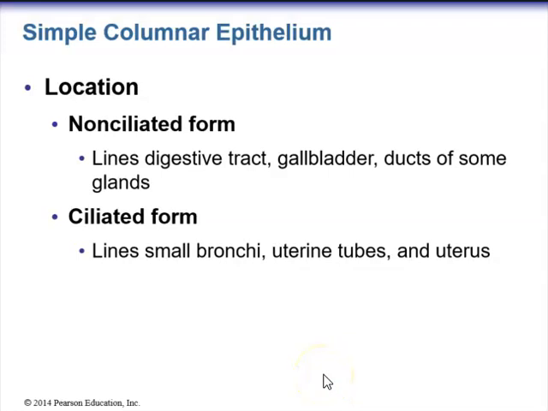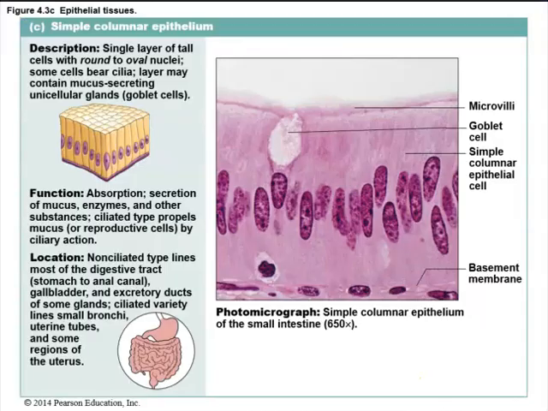We can find simple columnar epithelium in various places. The non-ciliated form is usually found in the lining of the digestive tract, within the gallbladder, and in the ducts of some glands, whereas the ciliated form of simple columnar epithelium can be found in the lining of small bronchi, fallopian tubes or uterine tubes, as well as the uterus. So here is a really lovely picture of simple columnar epithelium. We can see that the cells are nice, tall columns. We can see that the nuclei are lined up in a line within the cell.